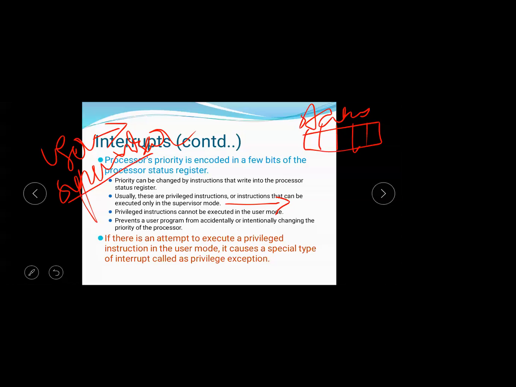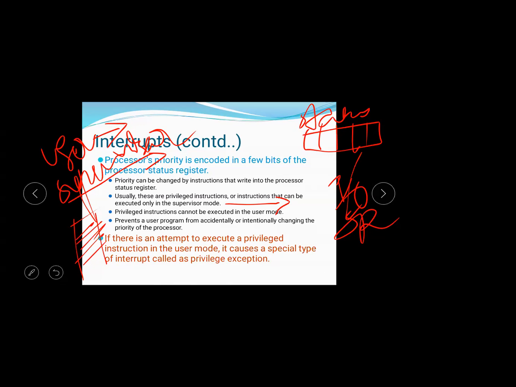And supervisor mode: when the processor executes the service routines of IO devices, the processor is changed to supervisor mode. Normally the processor is in user mode, because it keeps executing the programs in memory, nothing but user written programs. So the processor is in user mode.